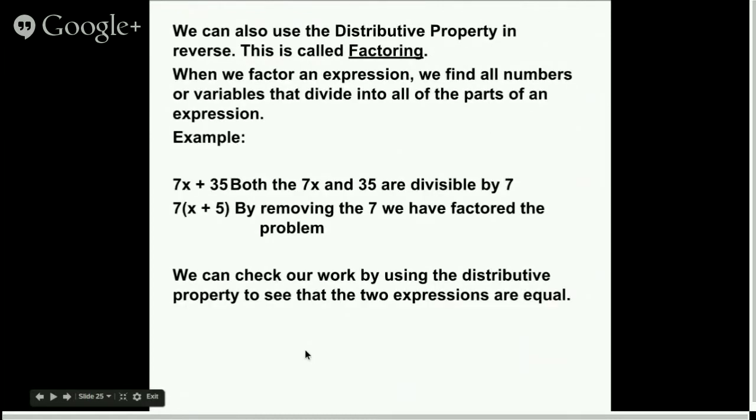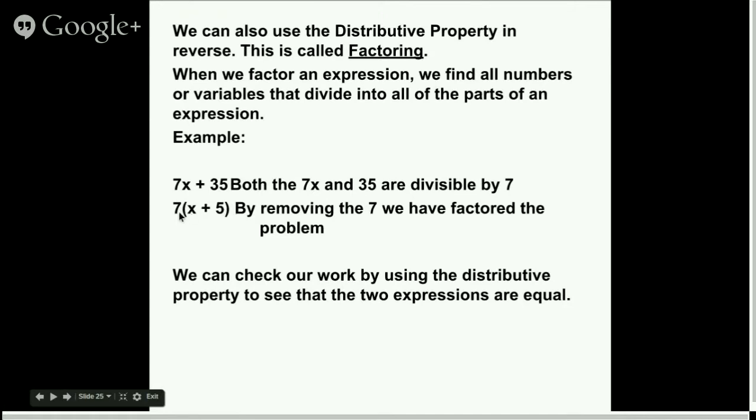Okay, you can also use it in reverse. And you're going to need to be able to do both, because sometimes it'll be better to do this. Sometimes it'll be better to have this. Okay, so if both numbers can be divided by another number, you can pull out that number and put parentheses around the other two. So here, both 7x and 35 are divisible by 7. You can factor the 7 out, okay?